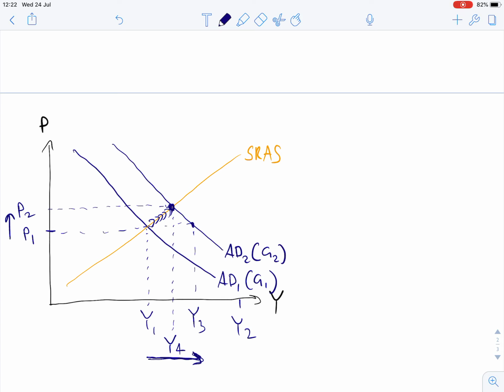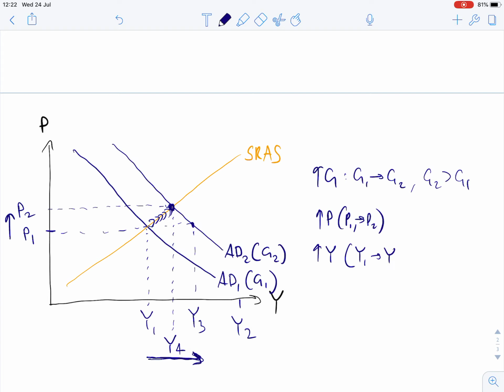So just one last time, let's remind ourselves how we ended up showing that an increase in G from G1 to G2, where G2 was larger than G1, meant that we had an increase in price from P1 to P2, an increase in output from Y1 to Y4. Let's tell that story one more time, and then what we're going to do is go back through the steps, starting at the ASAD curve and showing how all of these things are now going to inform the model that we use to underpin the final result.